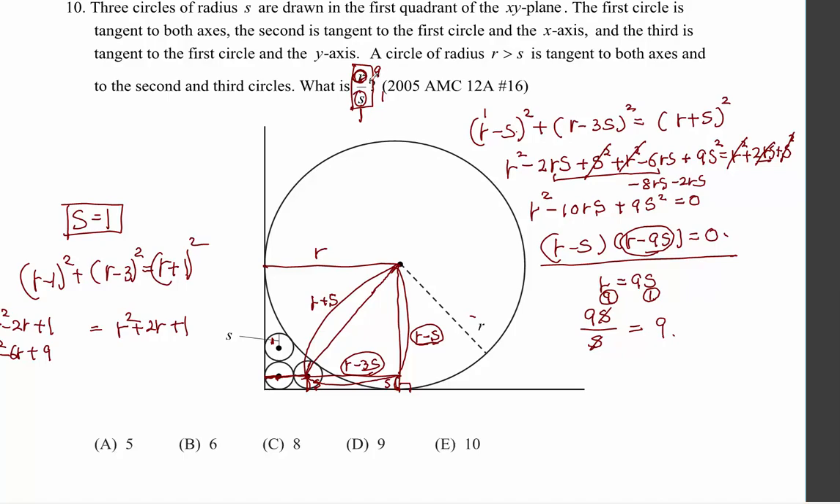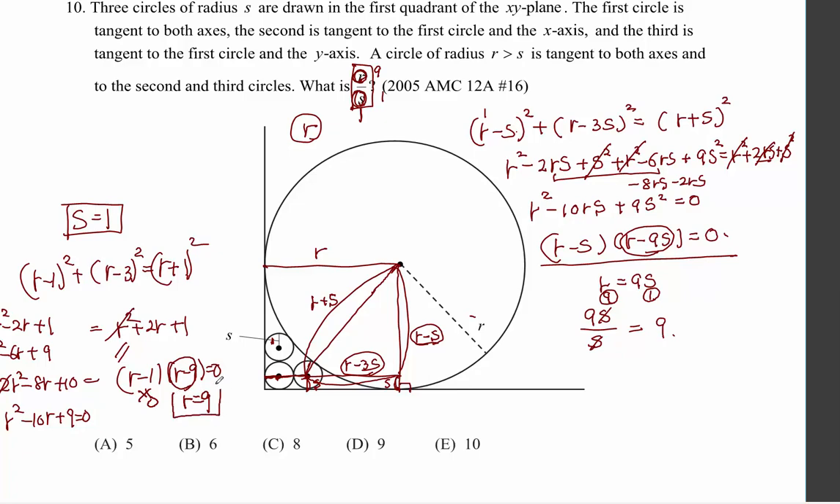We just find the value of r, right? Because s is 1, we just find the value of r. That's the answer. So this is 2r squared minus 8r plus 10 equals this one. So r squared on one side, r squared minus 10r plus 9 equals 0. So r minus 1, r minus 9 equals 0. r cannot be 1, right? Because s is 1, r should be greater than 1. This one cannot be 0. So r is 9, okay? That's the answer. Alright.